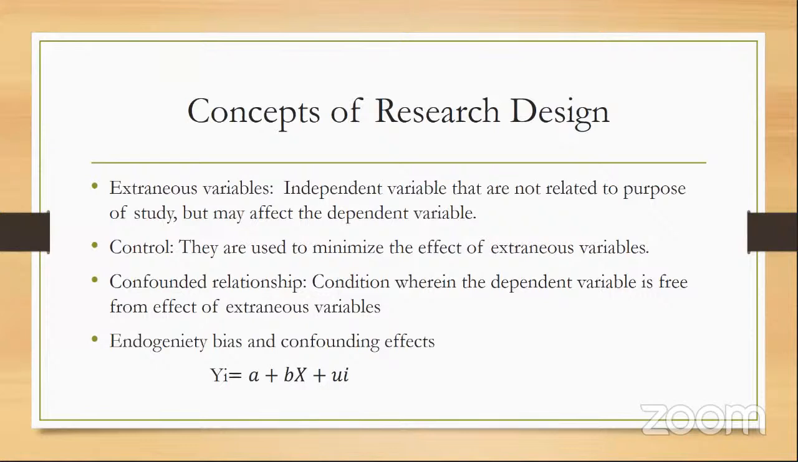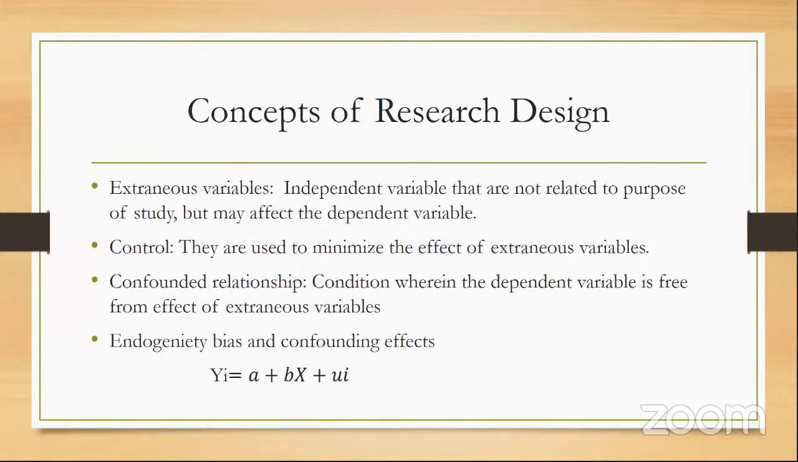So these are all independent variables that are not related to the purpose of the study, but may affect the dependent variable. Any factor other than the particular factor which we are trying to look at is an extraneous variable. This term has been used more in experimental research methods. Any independent variable that could potentially have an effect on our outcome variable is an extraneous variable. To minimize the effect of extraneous variables, we bring in controls.